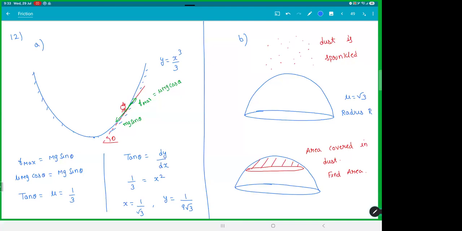What about the second one? Pi r square by 2. Okay. Not sure though. Yeah. What about the second one?